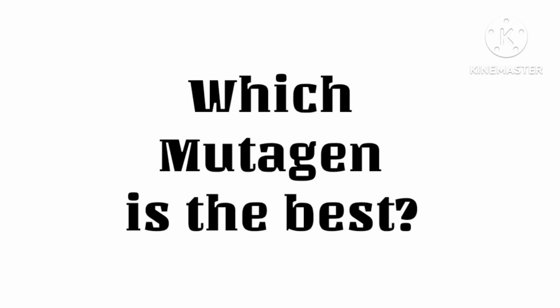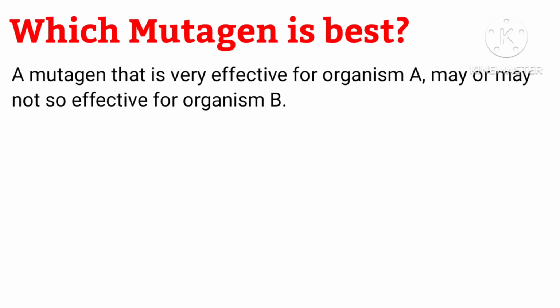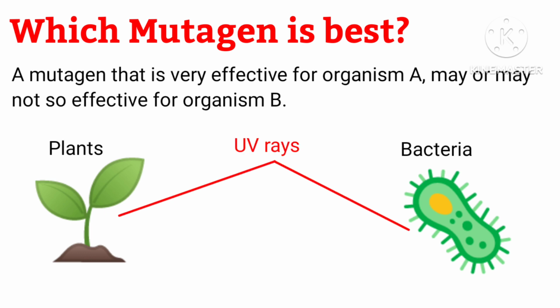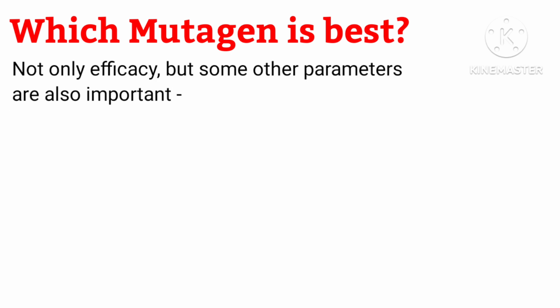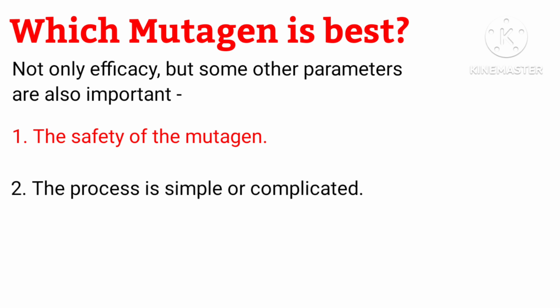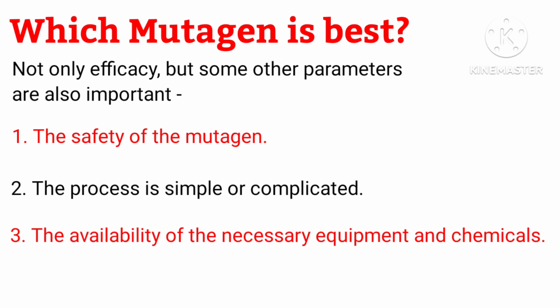Now the question is, which mutagen will be the best for my strain? All mutagenic agents available in the market may not be equally effective for all organisms. So you should try most of the mutagenic agents on your target microbe and check which one is more effective. Not only that, you have to check some other parameters before choosing a particular mutagen, like the safety of the mutagen, because many mutagens are carcinogenic in nature, whether the process is simple or complex, and the availability of the necessary equipment and chemicals.